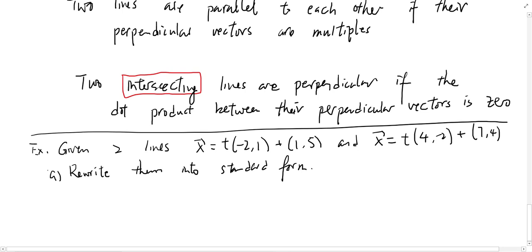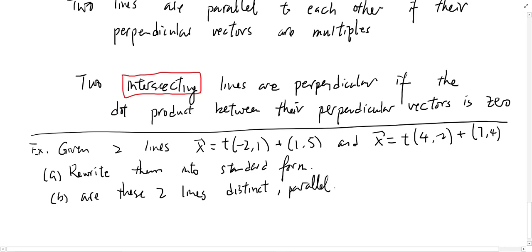That's A. And then B, are these two lines distinct? So that means, are they different lines? Are they parallel? Are they perpendicular? Are they intersecting?